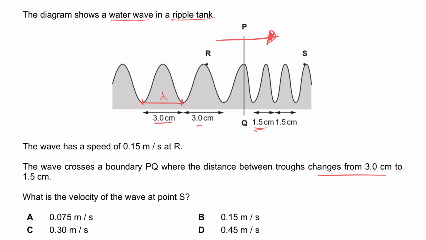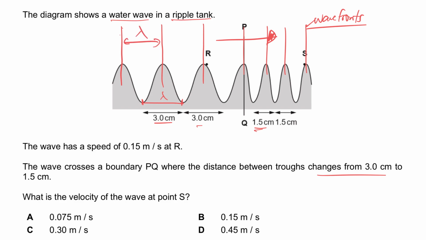Let's draw something that you are familiar with. If I were to join all the adjacent crests together, you can see all these horizontal parallel lines, and they are called wavefronts. Of course, I chose to join all the crests. You can choose to draw all the troughs, joining all the troughs, up to you. So the distance between two wavefronts is your wavelength, which in this case is 3 cm, because crest to crest is 3 cm, the same as trough to trough.